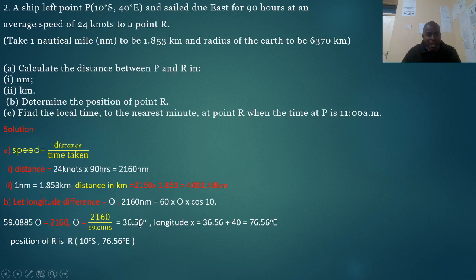But remember, they are towards the east. So the other one is further out. If you go further, you add this 36.56 to get the other one. So the other one is 76.56 degrees east, because both are at the east. So the position of R is 10 degrees south, because they are on the same latitude, and 76.56 degrees east. So that is how you calculate.